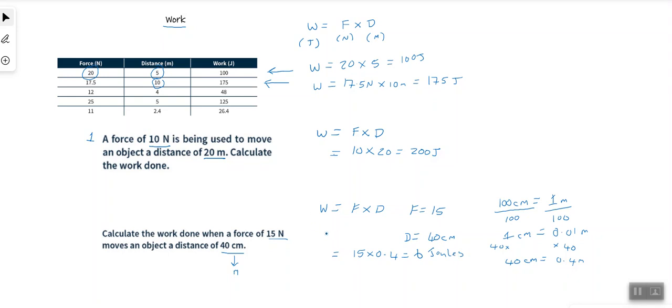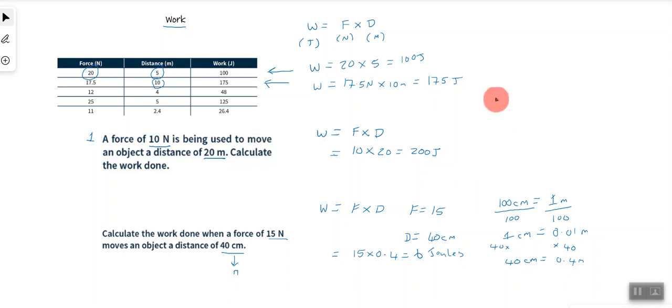Okay, so 6 joules of work have been done. So they're the types of calculations that you could be asked in relation to if you've been asked to calculate work. So again, work is just force by distance. So let's have a look at some power calculations.